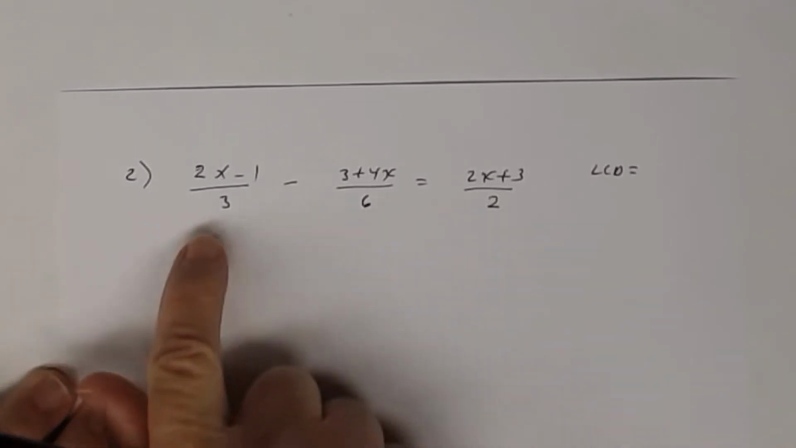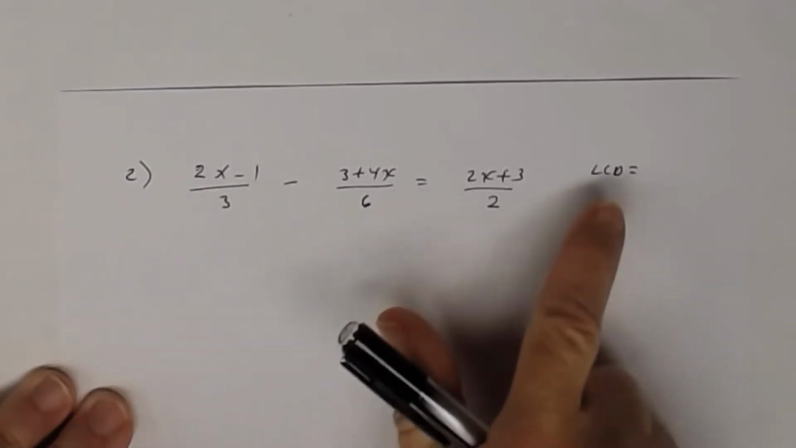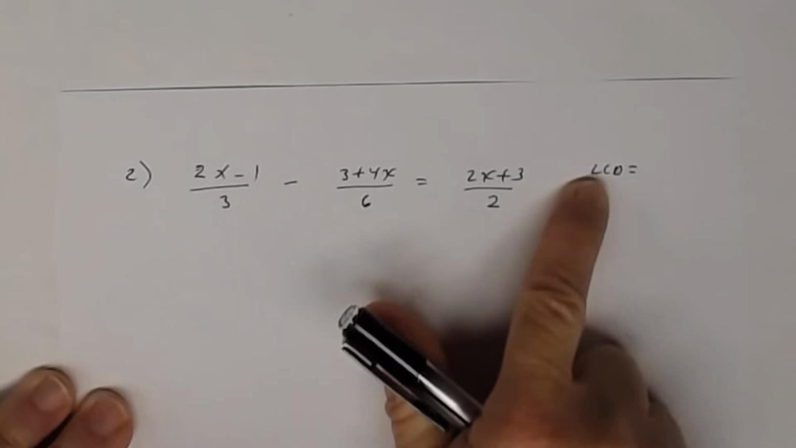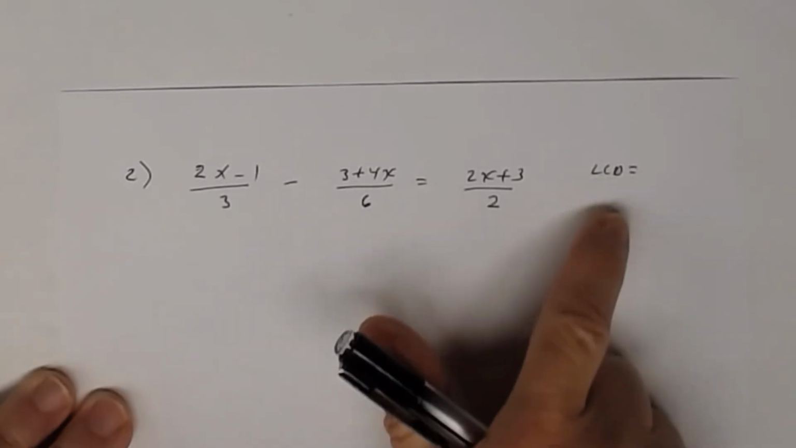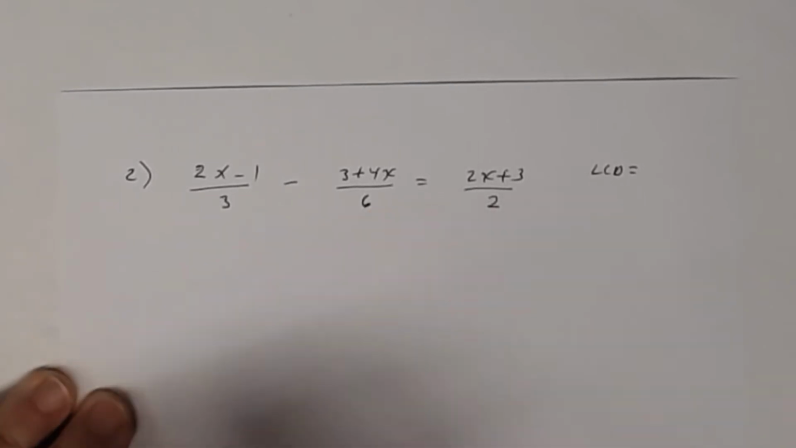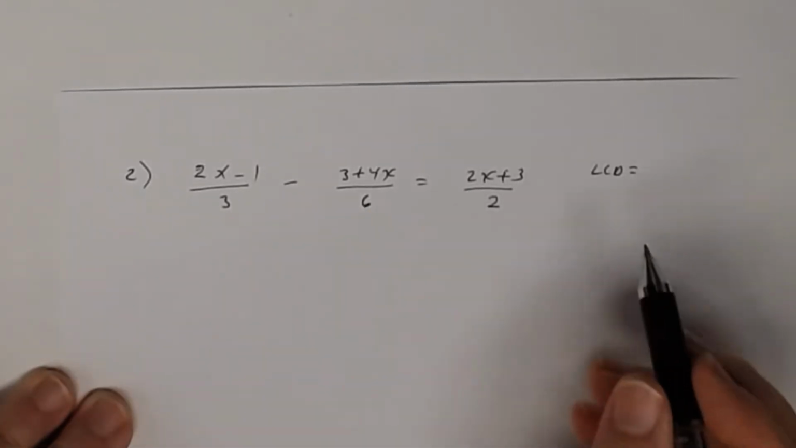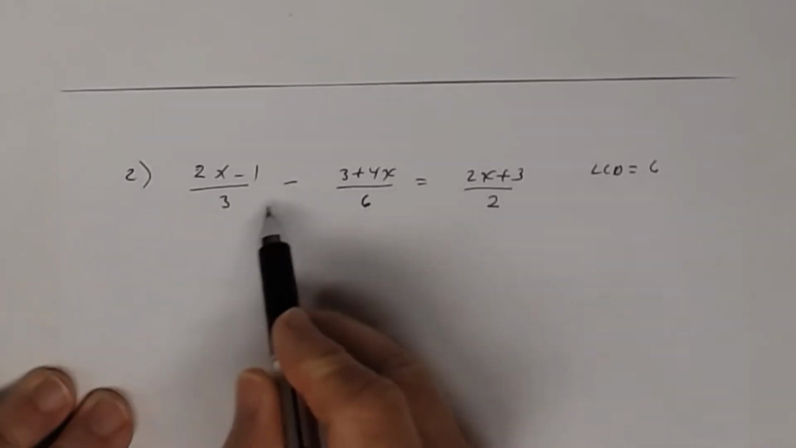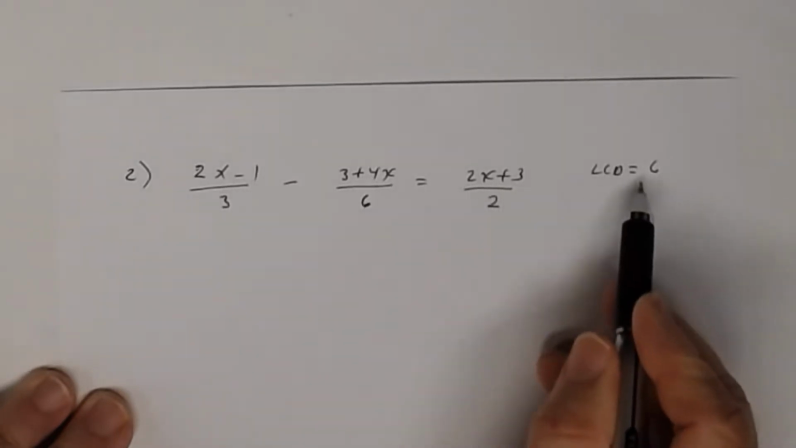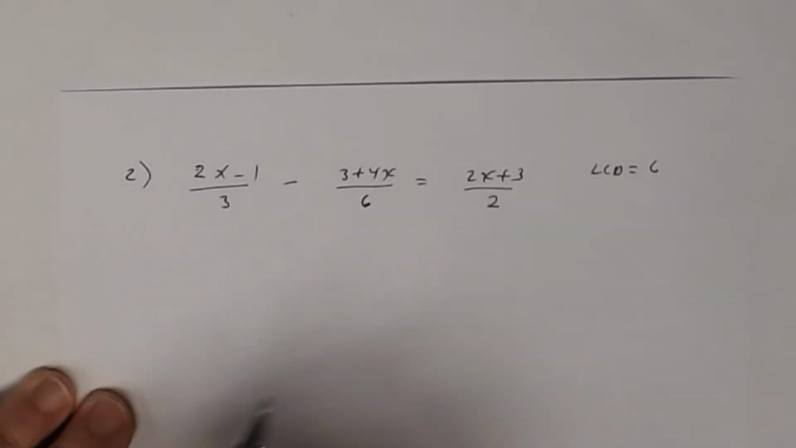So the least common denominator of 3, 6, and 2, meaning the smallest number, always use the least. The least makes things so much easier for you. The smallest number that 3, 6, and 2 go into evenly is 6. So 3 goes into 6 two times, 6 goes into 6 one time, 2 goes into 6 three times. So my least common denominator is 6.